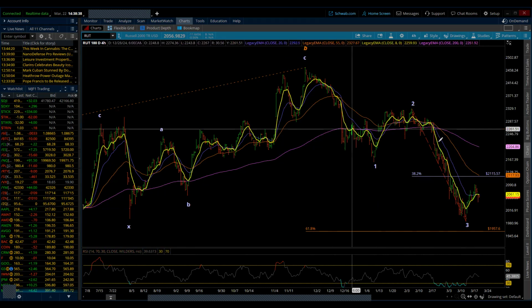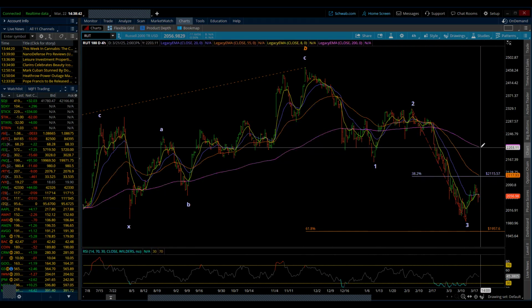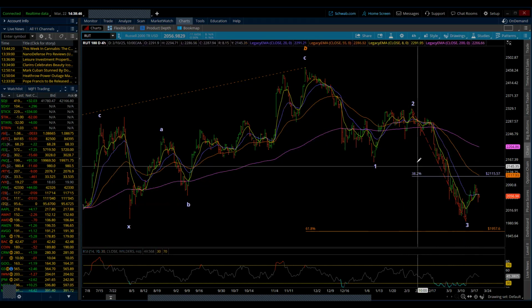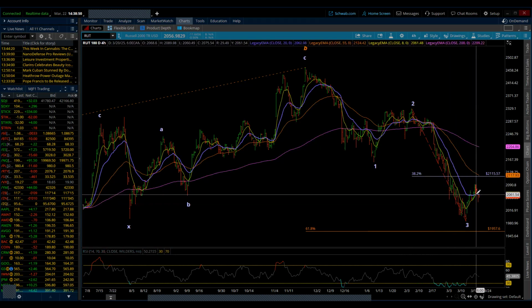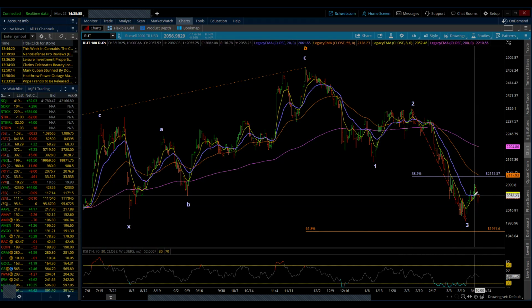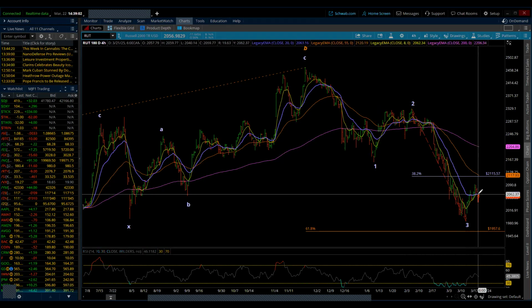So here you can see the 200 is really not very impressed with the decline so far. It's a lot slower. But what we have is the 20 and the 8 are kissing right there. They're wrapped right around each other, right around that level at 2062, 2061. They're right together, right there.